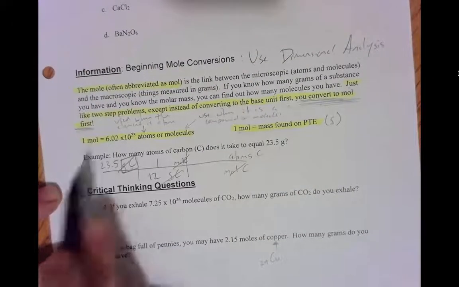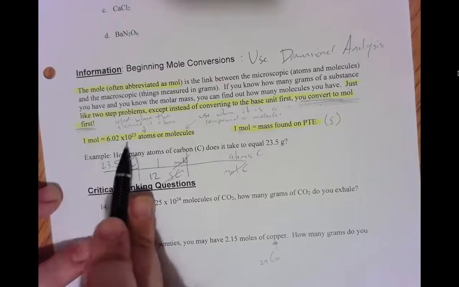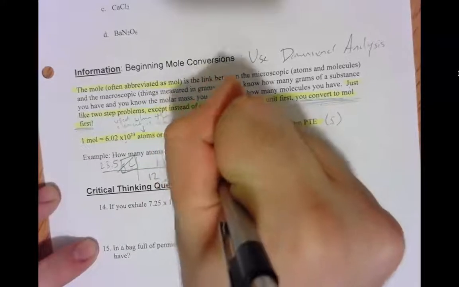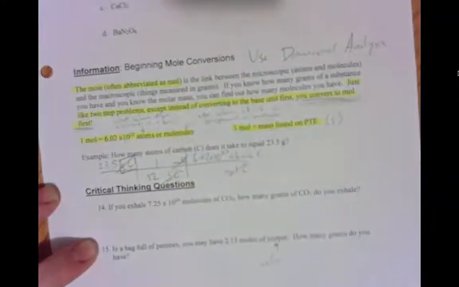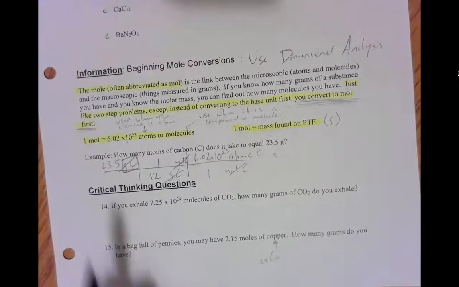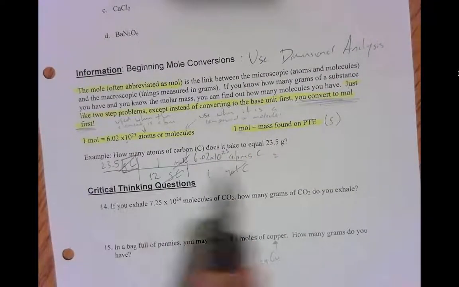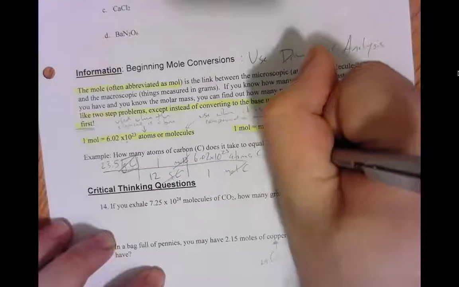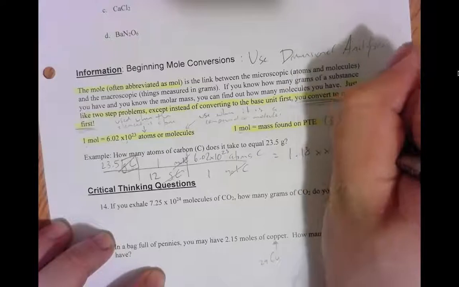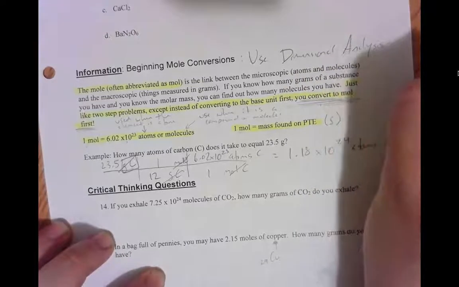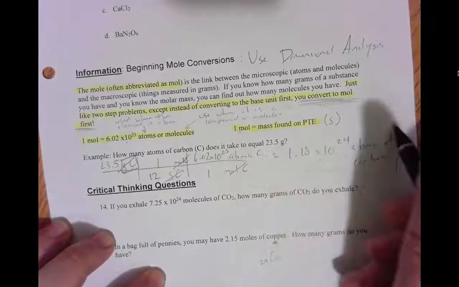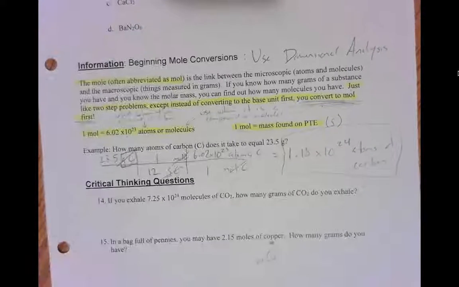Then the other conversion you need is right here. 1 mole equals 6.02 times 10 to the 23rd atoms or molecules. So we put 6.02 times 10 to the 23rd atoms on the top, 1 mole on the bottom. Then you solve this. Remember, you multiply the numerators together, multiply the denominators together, and then divide. You should get the answer 1.18 times 10 to the 24th atoms of carbon. Don't forget your units, guys. Units are important. I need to know what you converted to.